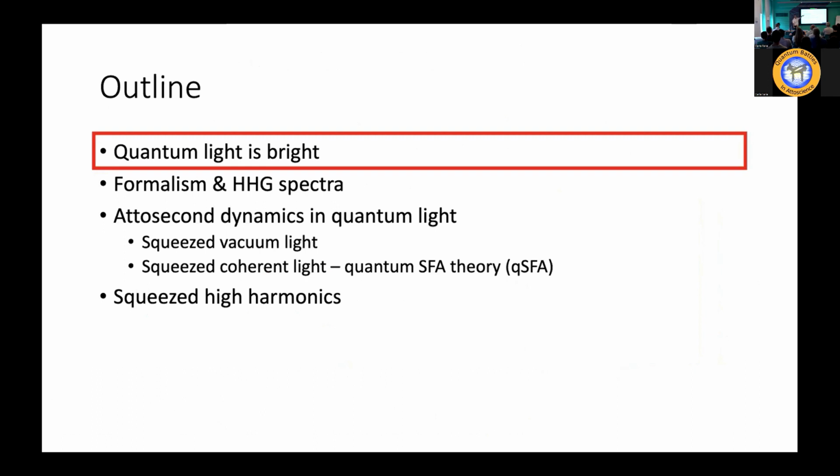Then I'll move to the formalism that we use and show how we, for example, calculate the spectrum of HHG. Then move to exploring the attosecond electronic motion of the electrons driven by squeezed vacuum and squeezed coherent light. And then in the last section, I'll talk about the generation of squeezed high harmonics.